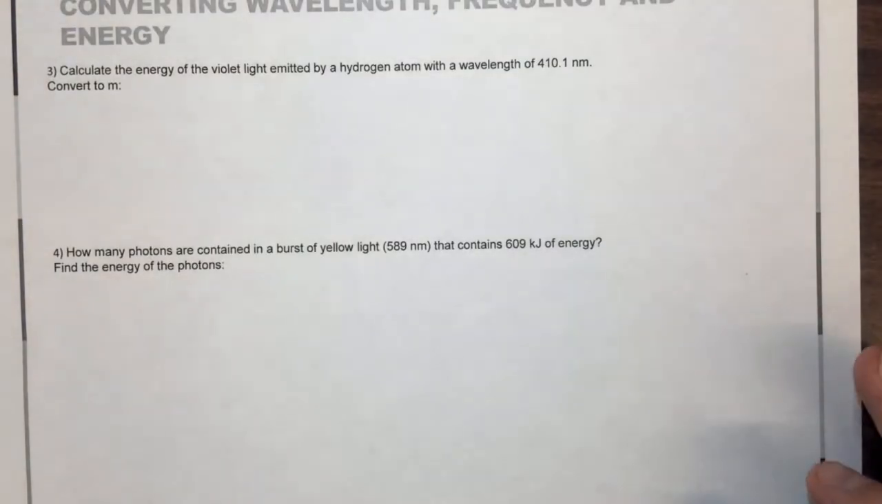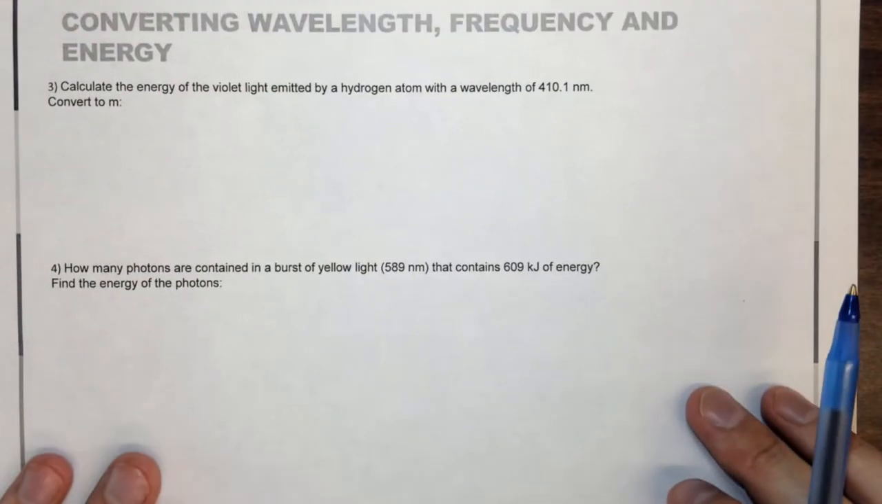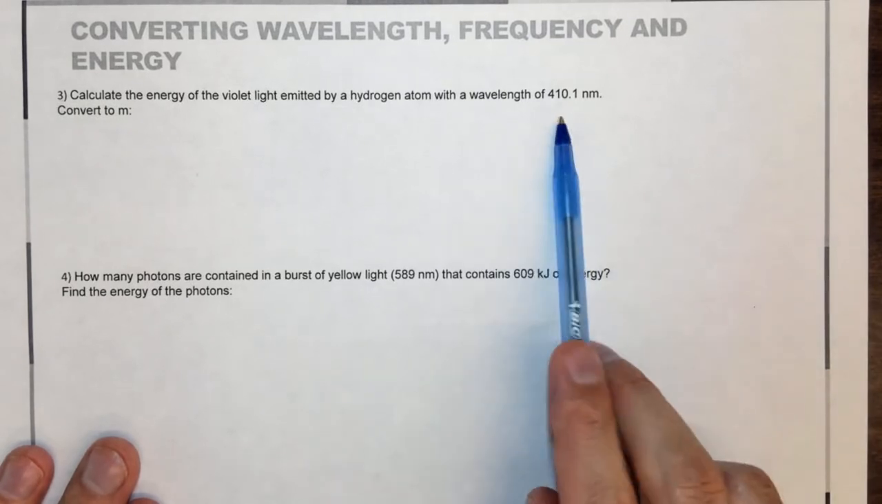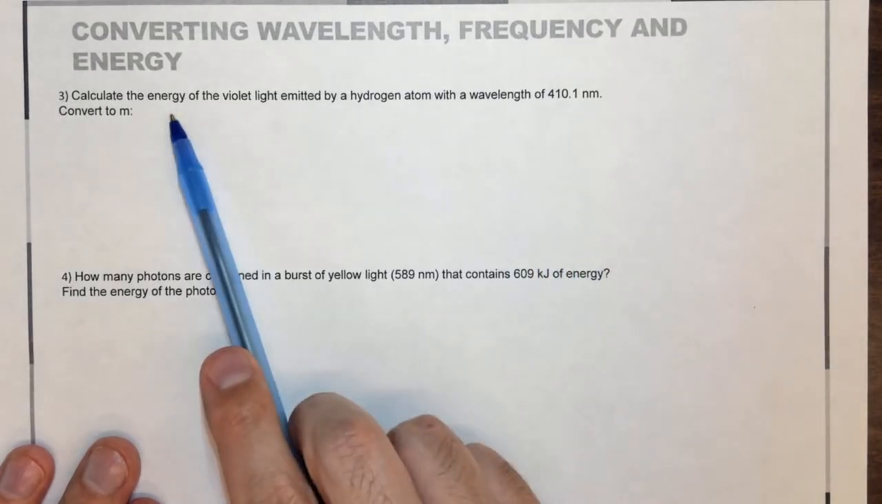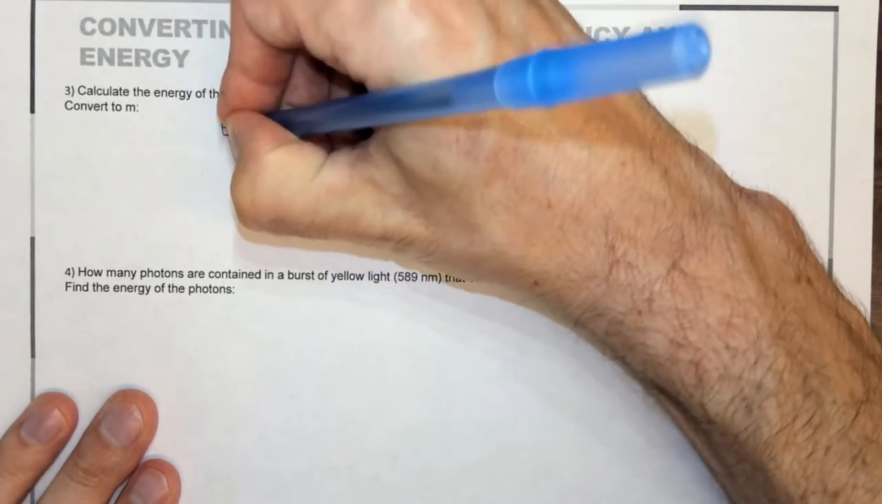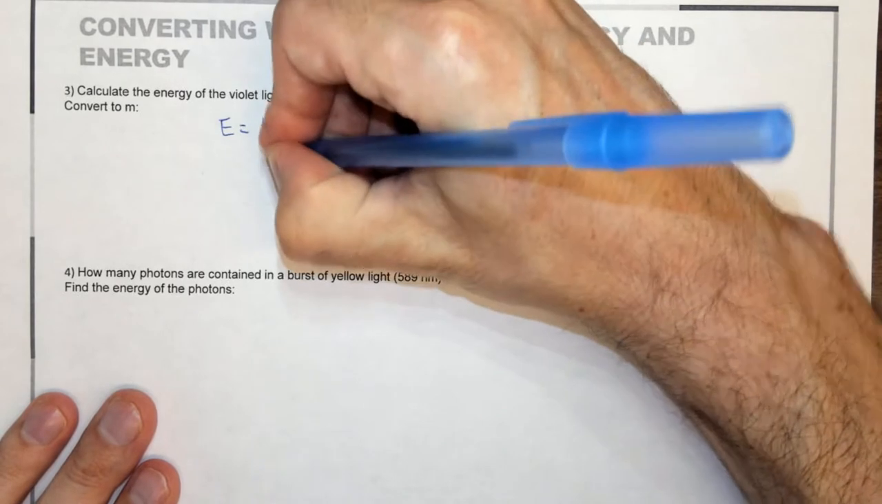In the next examples, we actually want to look at the energy conversions. So in this case, we're given a wavelength and we want energy. We could also be given a frequency and find energy using the other equation. So here we have E equals hc over lambda as the equation.